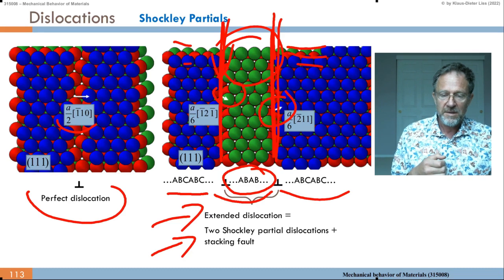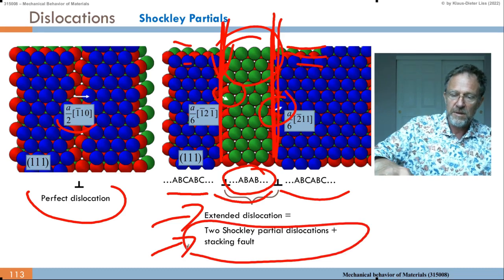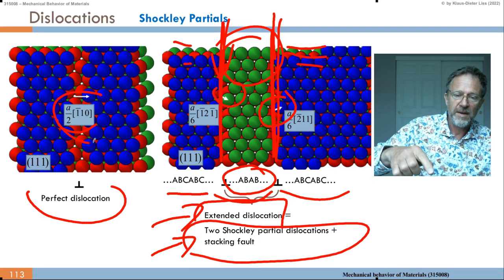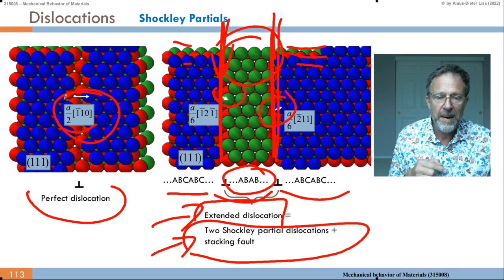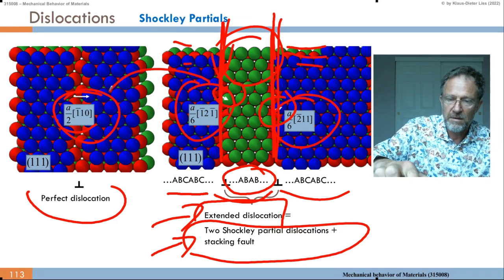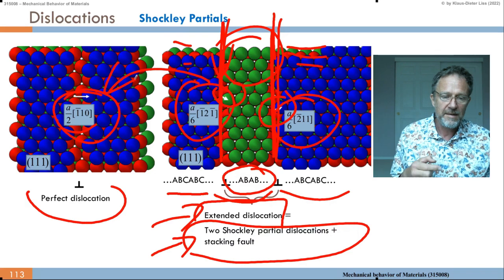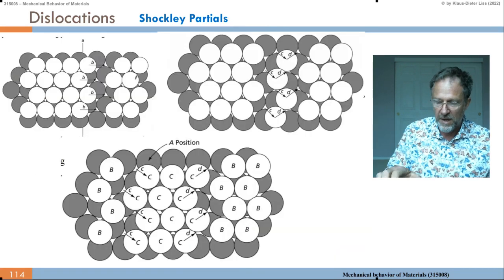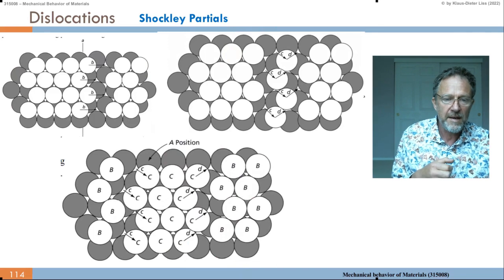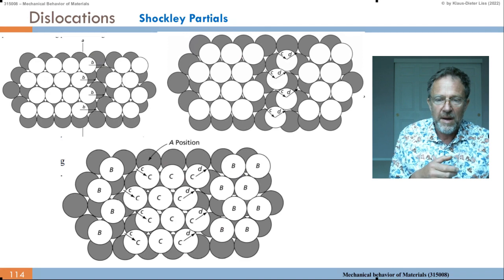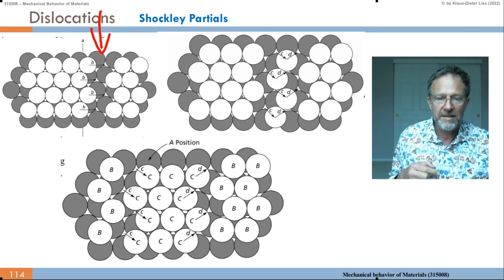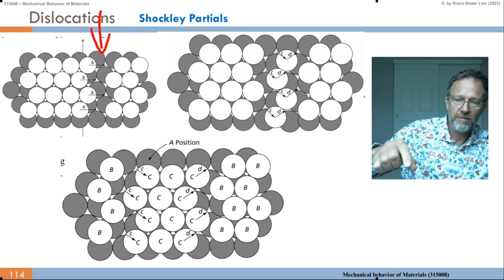So two partial dislocations and a stacking fault together make up one extended dislocation of a resulting Burgers vector a/2 [-1 1 0]. So the sum of these partial Burgers vectors becomes the Burgers vector of the perfect dislocation. This is shown here in different diagrams as well, how this perfect dislocation in the first figure splits. So here we still have the perfect dislocation.